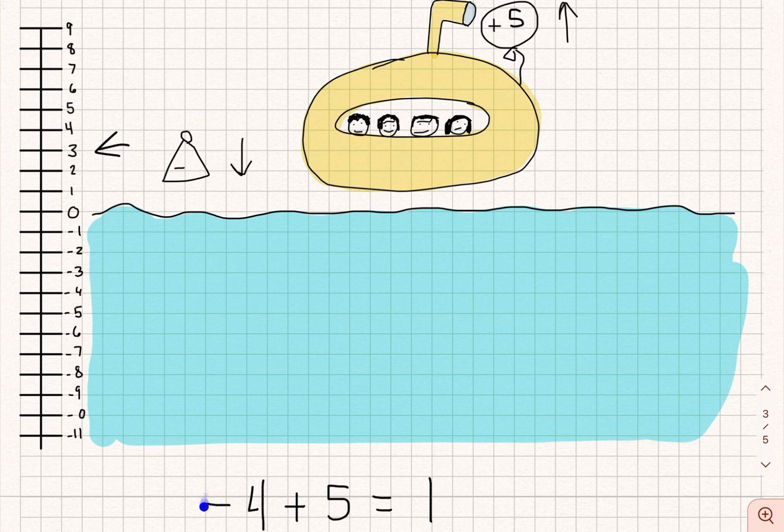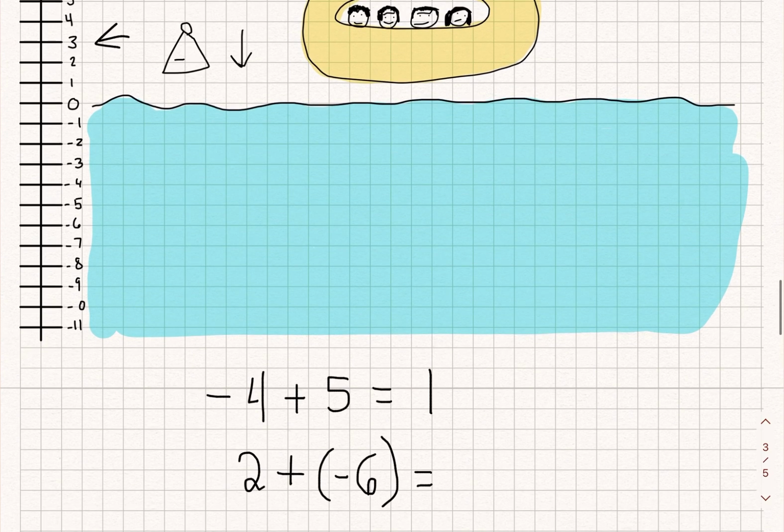Just to review, the first number is where we start at, and we're adding. And if we're trying to decide if we're going up or down, we need to look at the second number and determine whether we're adding a positive or negative number. A balloon makes us go up, that'd be a positive number. A weight makes us go down. Let's try another example here. Here we have 2 plus, and here it's -6.